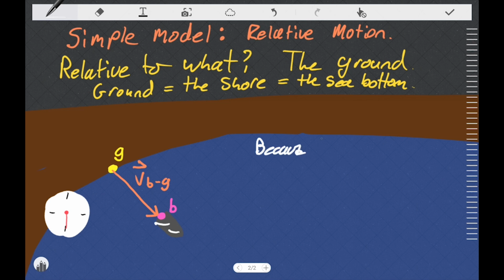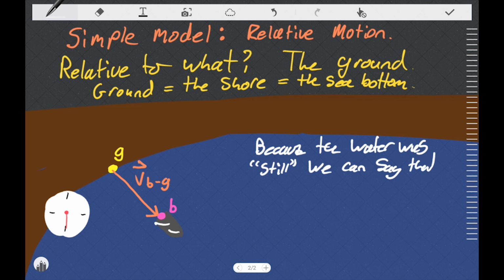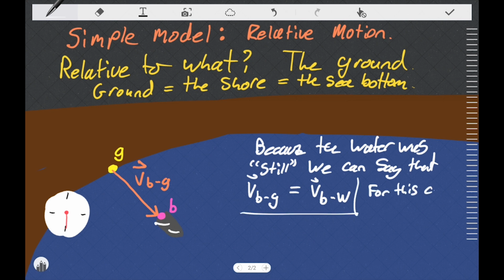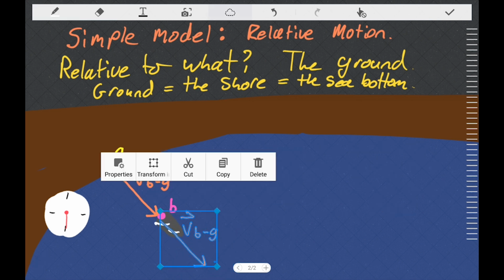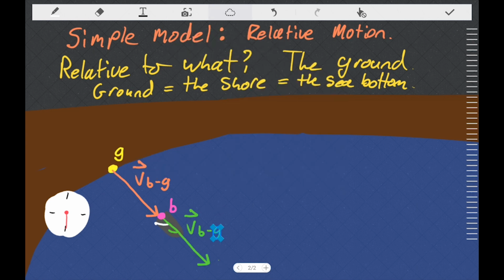So here's a trick for you. I said earlier that we were referring to the ground as something that doesn't move. And because the water in this situation is still, we have no current, we can actually say that it doesn't move either, and that the velocity of the boat relative to the ground is equal to the velocity of the boat relative to the water. This is not something that's going to be generally true, and it falls off as soon as we have current. But for now, let's just copy that vector and relabel it as the velocity of the boat relative to the water.